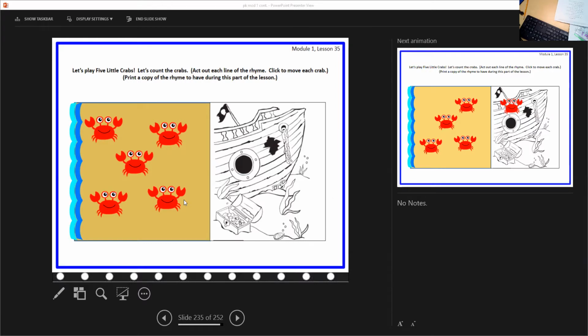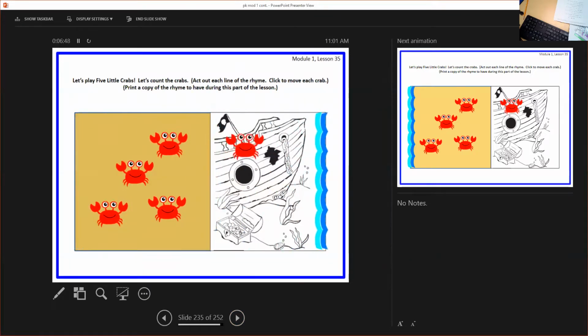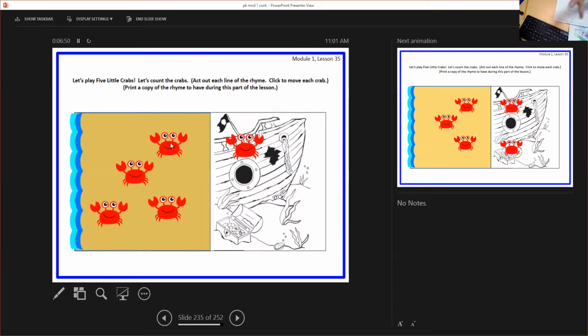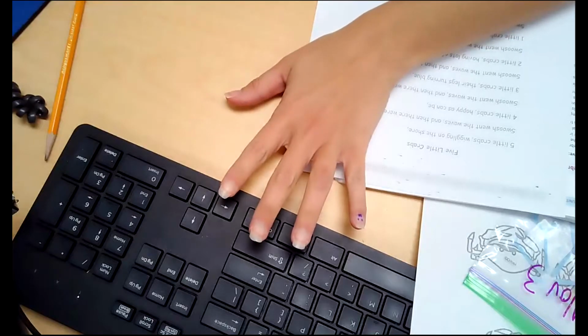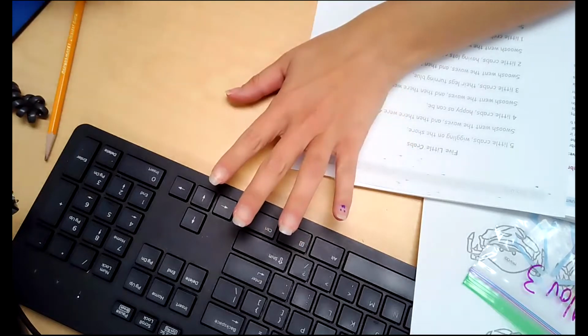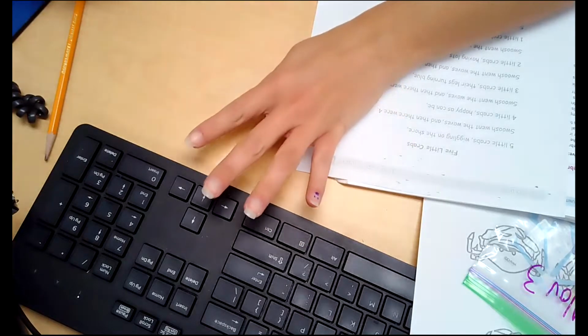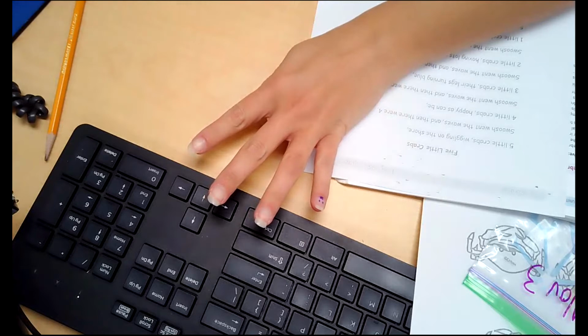It's 5 little crabs wiggling on the shore. Can you pretend like your hands are the 5 crabs like we did in the math way? 5. Okay. Swish went the waves. And then there were how many? 4. So you're taking one. If you're showing it with your hand, you had 5. You can still have your pinky sticker. And now there are 4.